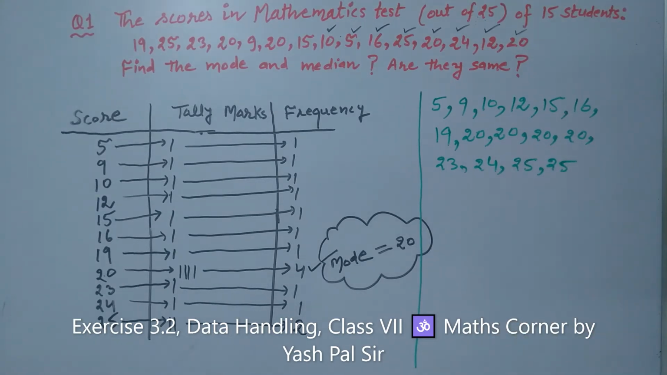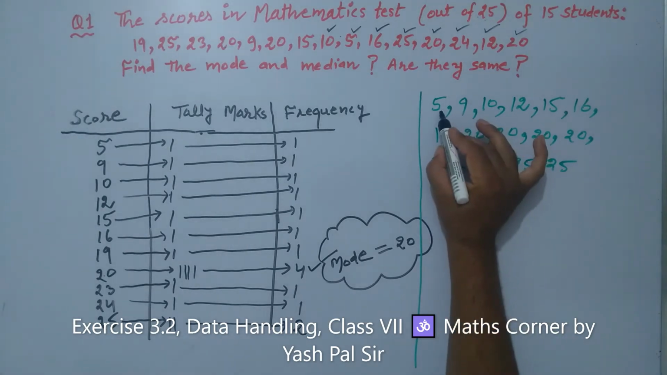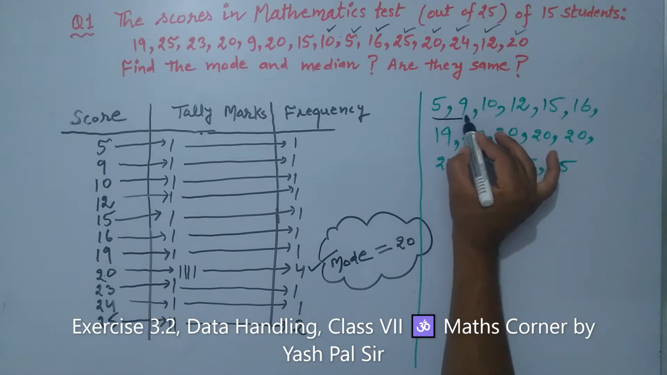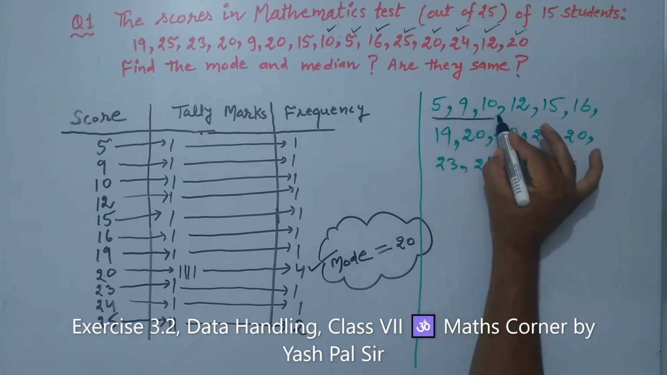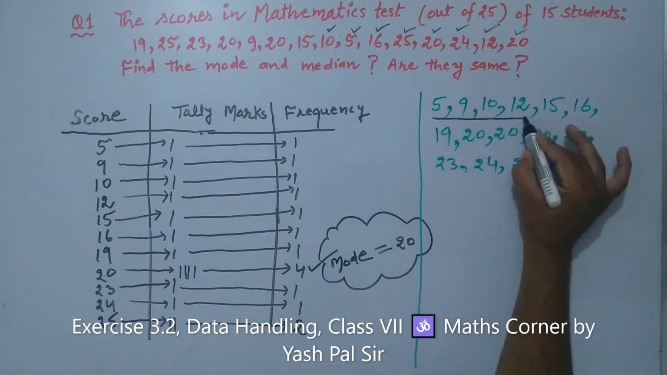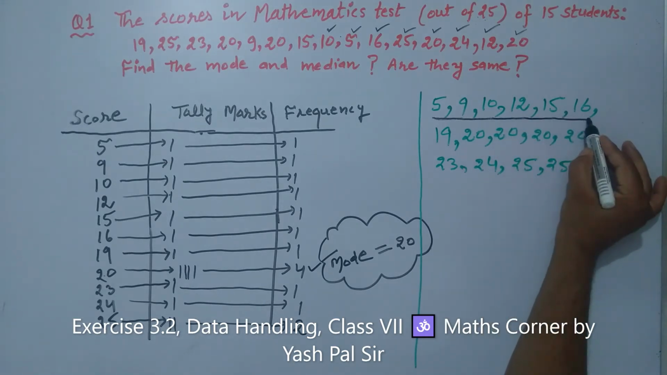Okay, now find the term which is in the middle. Which is in the middle? So first of all, we leave here, we go to the right side. One term, two terms, three terms, four terms, five terms, six terms.